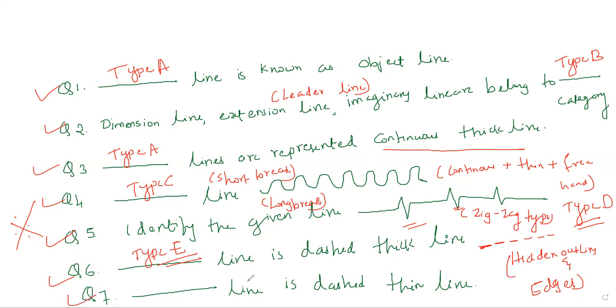Now, question number 7. Dashed line is a dashed thin line. I talked about thick lines, there is no issue. Type E is known as the thick line. So how about the thin line? If it is a dashed thin line, which category do I need to make use of? This category is type F. Type F is known as thin dashed line. These points you have to remember.